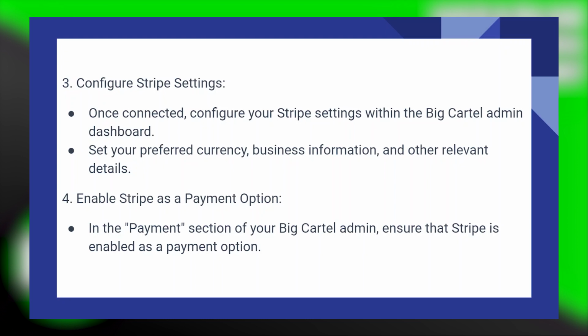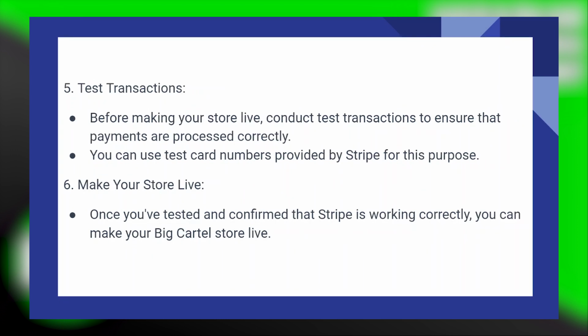In the payment section of your Big Cartel admin, ensure that Stripe is enabled as a payment option. Before making your store live, conduct test transactions to ensure that payments are being processed correctly. You can use test card numbers provided by Stripe for this purpose. Once you've tested and confirmed that Stripe is working correctly, you can make your Big Cartel store live.